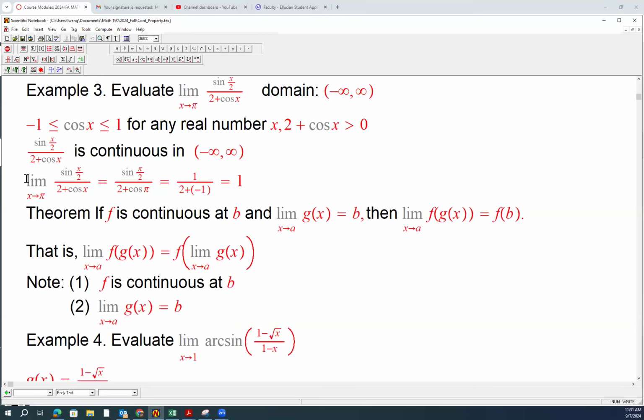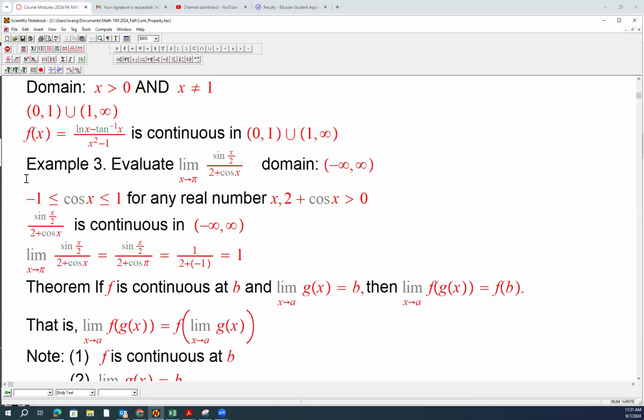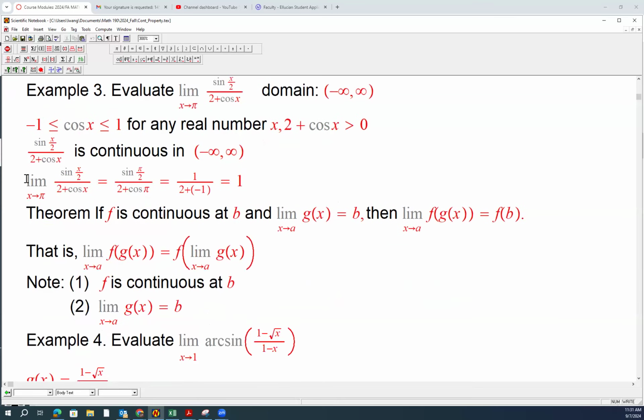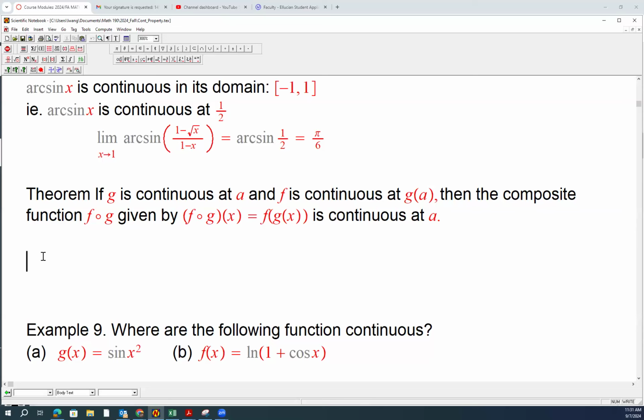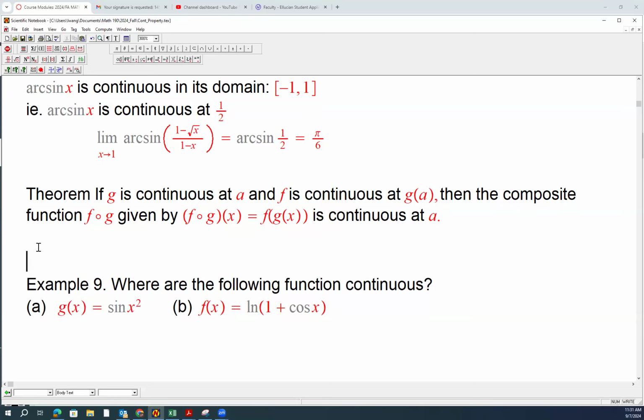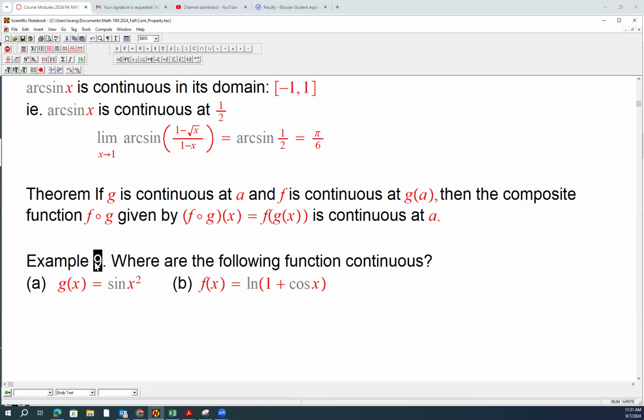This should be example number 5, not 9. We'll just redo the numbering. Number 5, are the following functions continuous? Let's look at A, x squared. So we see this function g of x. Let's do it one by one.